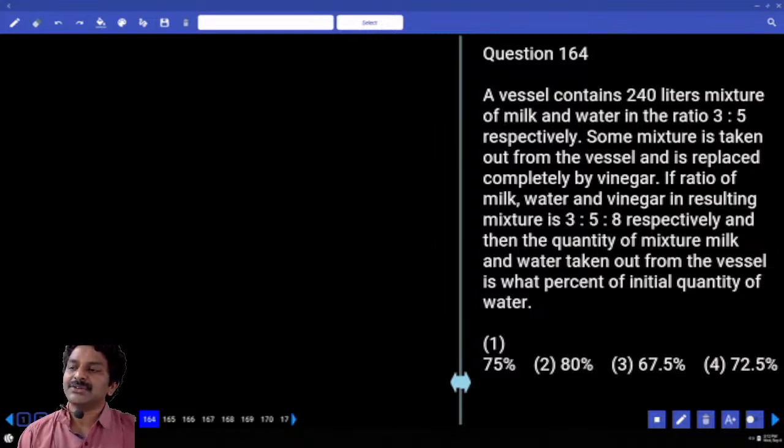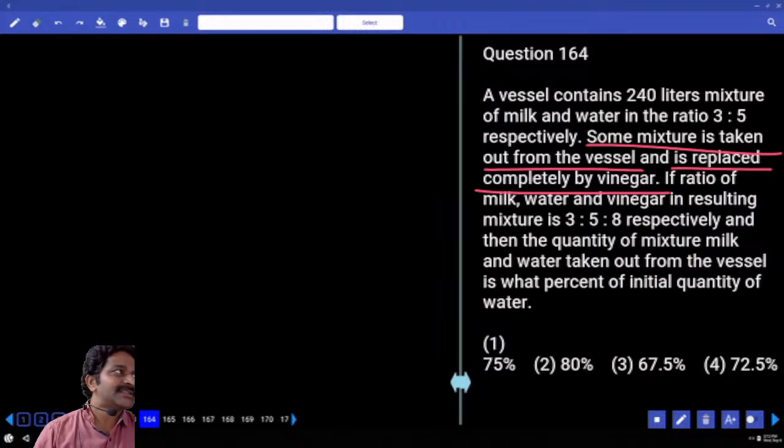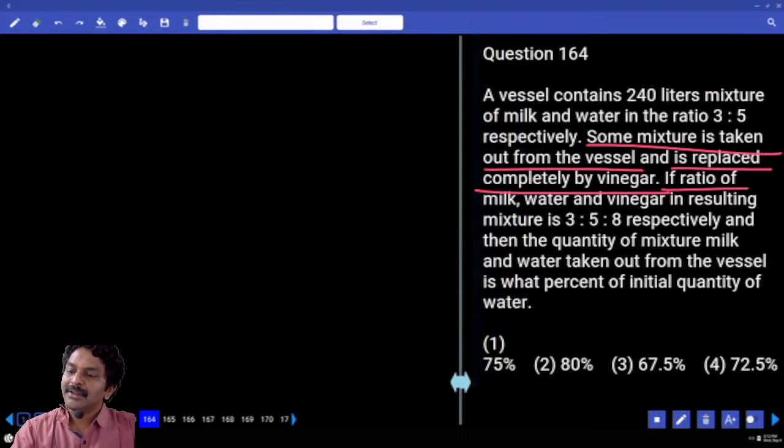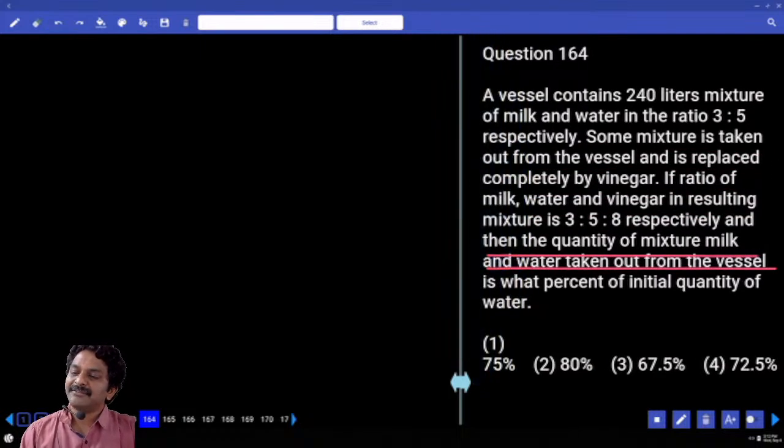164. A vessel contains 240 liters of mixture of milk and water in the ratio 3:5 respectively. Some mixture is taken out from the vessel and is replaced completely by vinegar. Whatever is taken out, the same is added. The ratio of milk, water, vinegar in the resulting mixture is 3, 5, 8 respectively. The quantity of mixture of milk and water taken out from the vessel is what percent of the initial quantity of water?